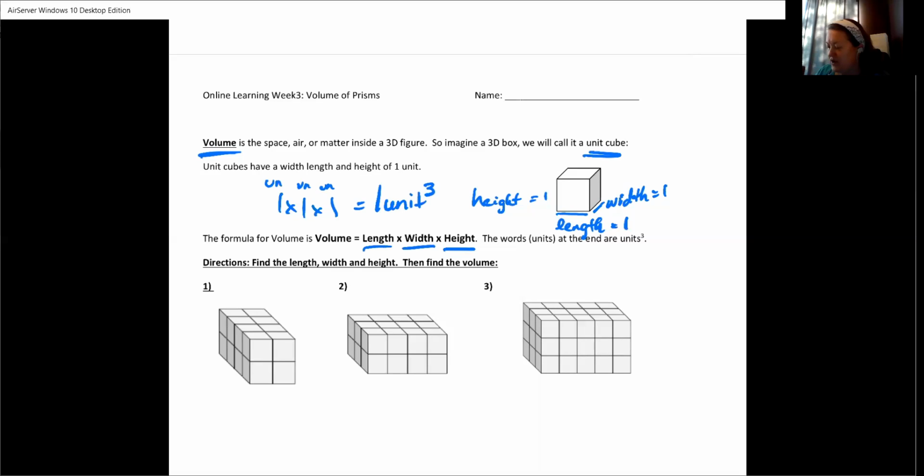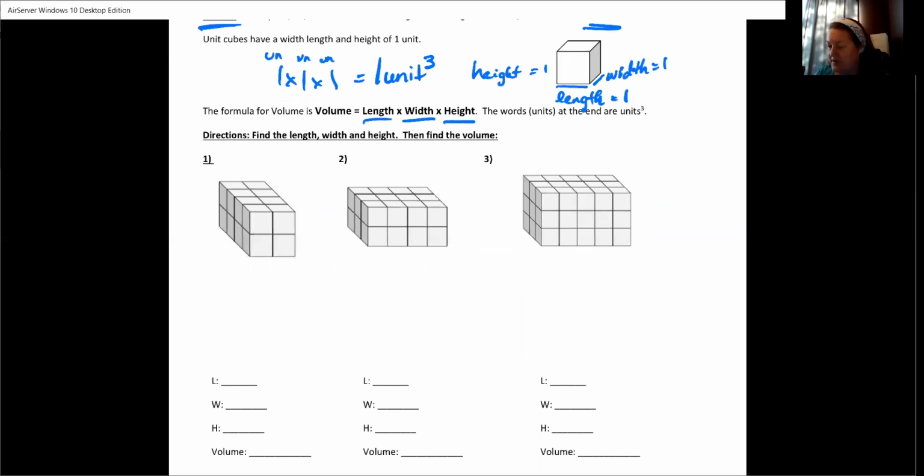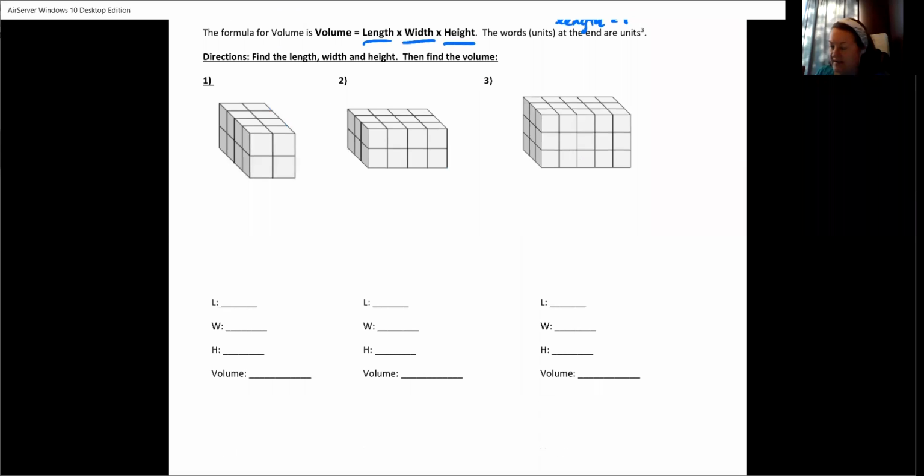Okay, so we're going to start out with what are called unit cubes. Think of them as little Lego blocks, and they just want to know how many blocks are in each one of the shapes, right? So I could even count these up, or I could do length times width times height.